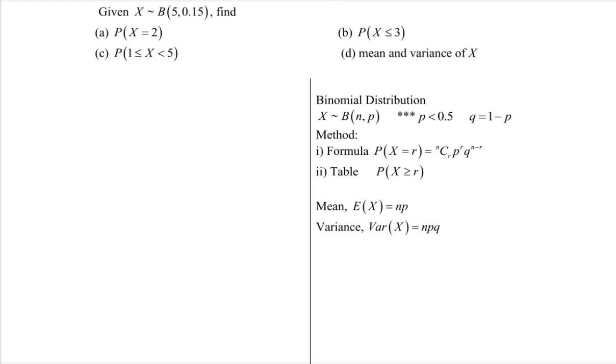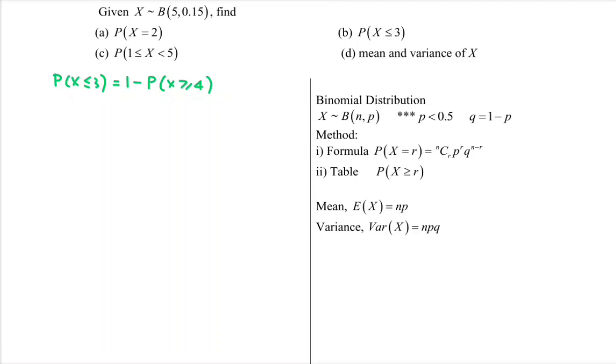Next, kindly refer to (b). The probability that X is less than or equal to 3. For this case, we are going to make use of the table and not the formula. By referring to the situation, we have 1 minus the probability that X is greater than or equal to 4. We can interpret the situation: we are interested in 0, 1, 2, and 3, but not 4.